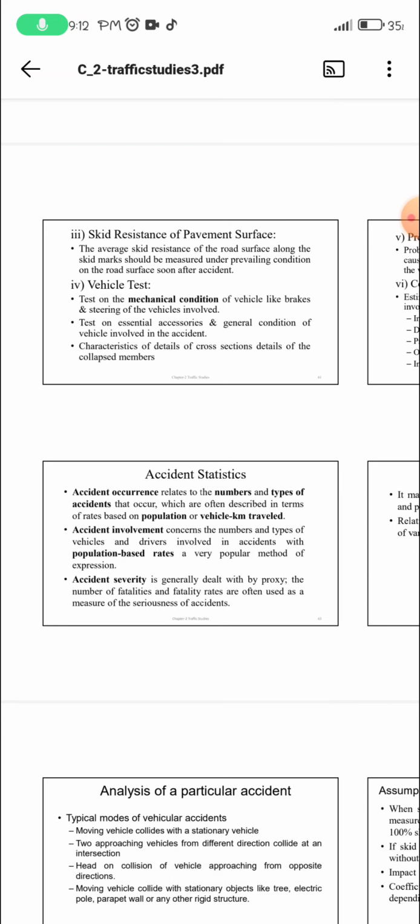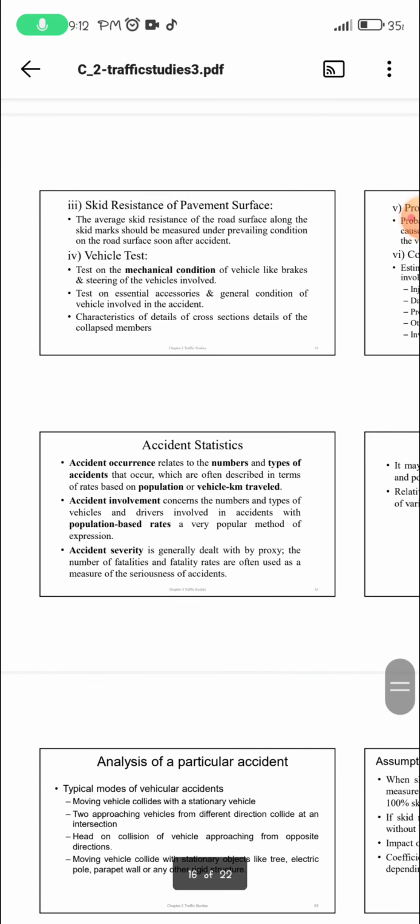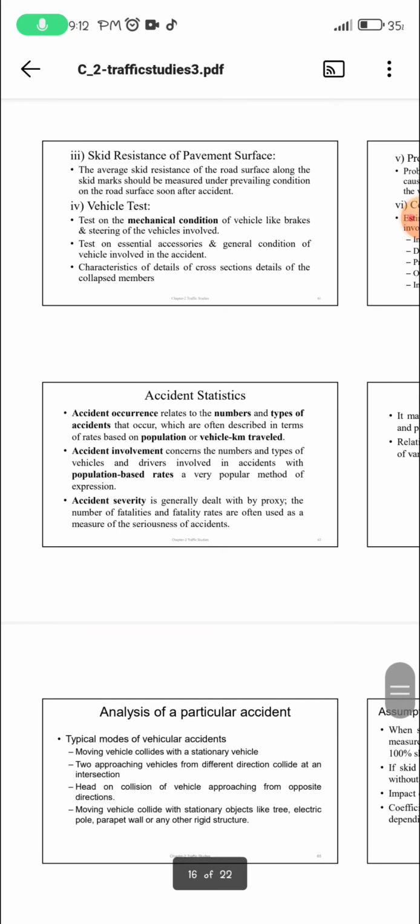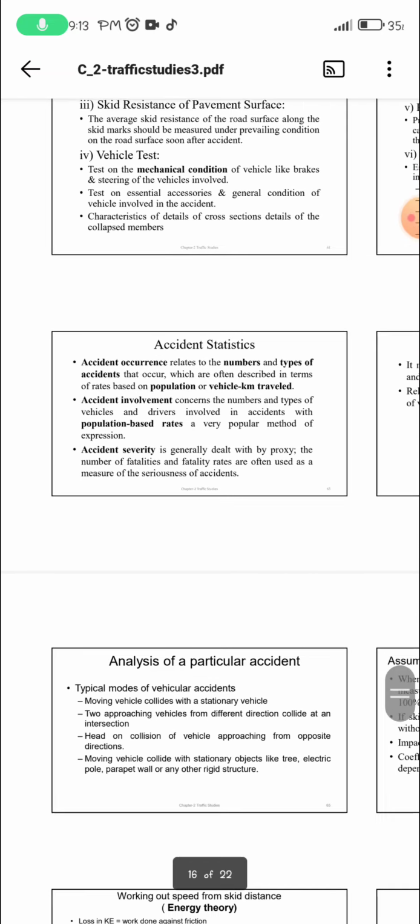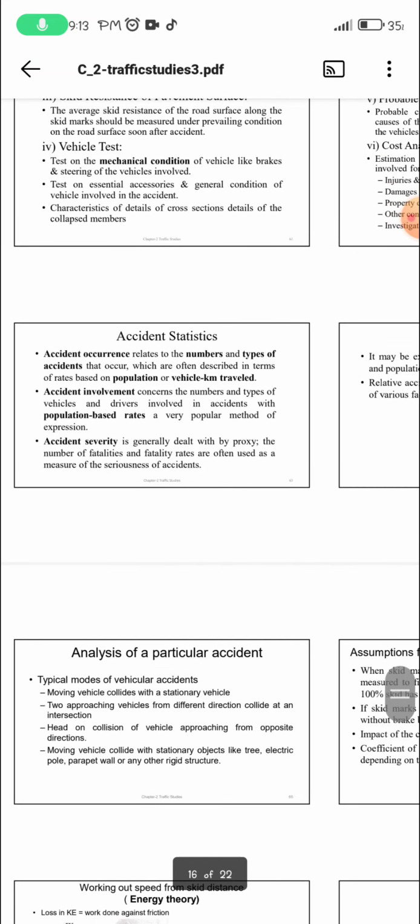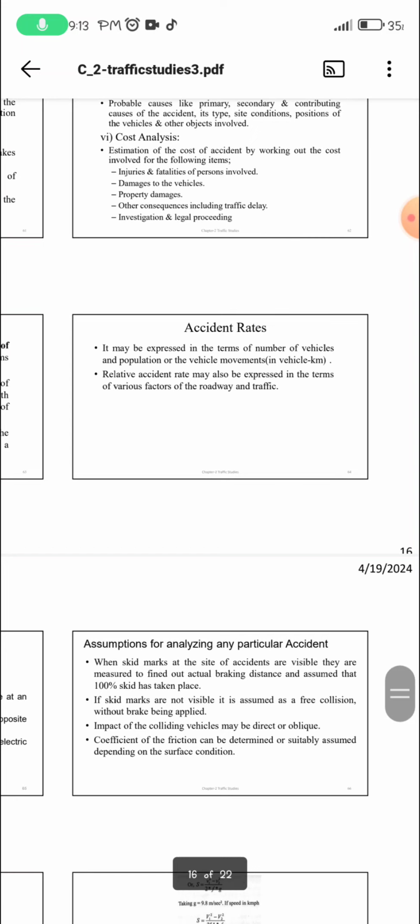Accident statistics. Accident occurrence is related to the numbers and types of accidents that occur, which are often described in terms of rates based on population or vehicle kilometer traveled. Accident involvement concerns the number and types of vehicles and drivers involved in accidents, with population-based rates, a very popular method of expression. Accident severity is generally dealt with by proxy. The number of fatalities and fatality rates are often used as a measure of the seriousness of accidents.